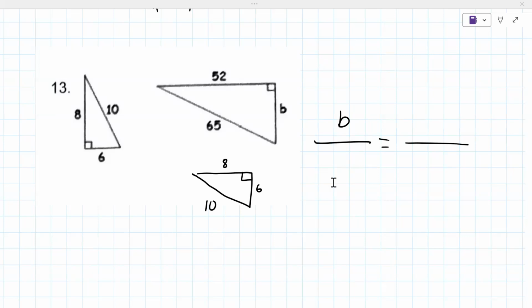I'm sorry, what did you put on the bottom here? 6. Okay, so if you're doing that, then the number up here has to come from the big triangle. Yeah, I was going to do the 6, and then the bottom one would be 10. No, if you're matching these up, you have to match up 52 with 8 or 65 with 10. Okay, so 8 and 52. 52 on top, 8 on the bottom.